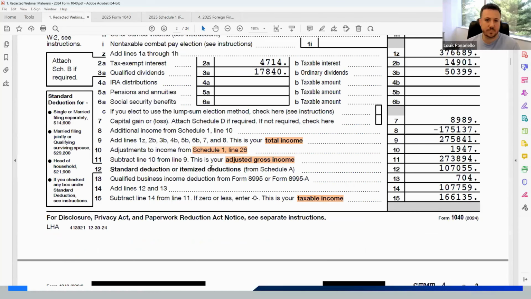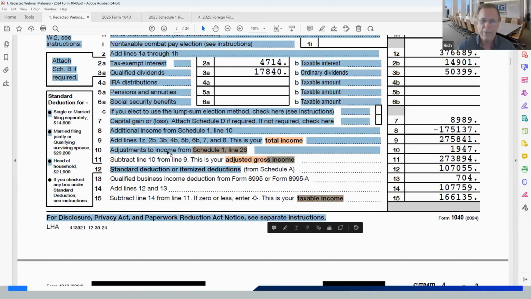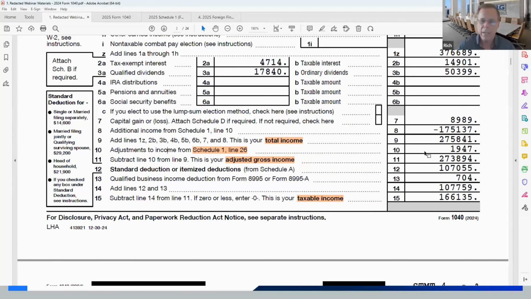Right here. So now we have adjusted gross income. And from adjusted gross income, we take what's called a standard deduction or itemized deductions, which Sue will be talking about in a minute. And that's what gets you to taxable income. So we have your total income, a key indicator that you want to look at. Adjusted gross income is where the phase-outs the IRS uses are pinpointed. And then we come down to taxable income.